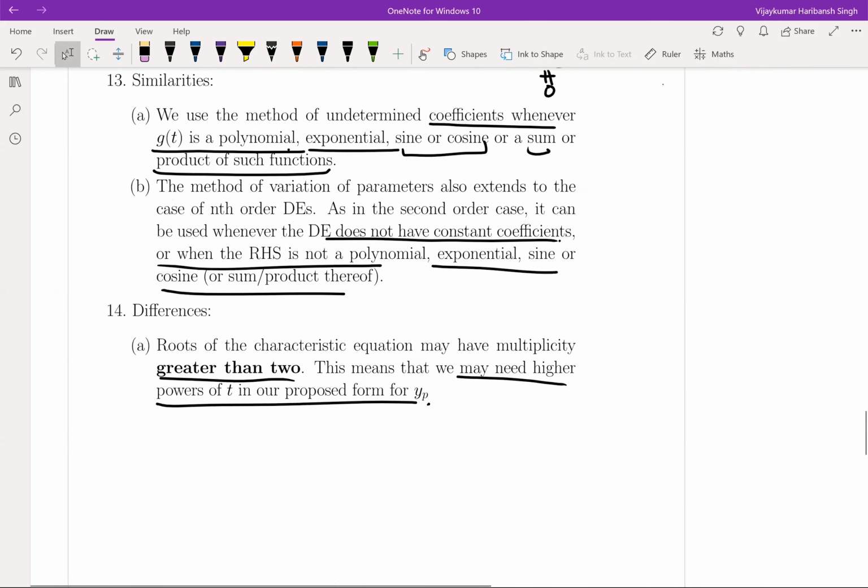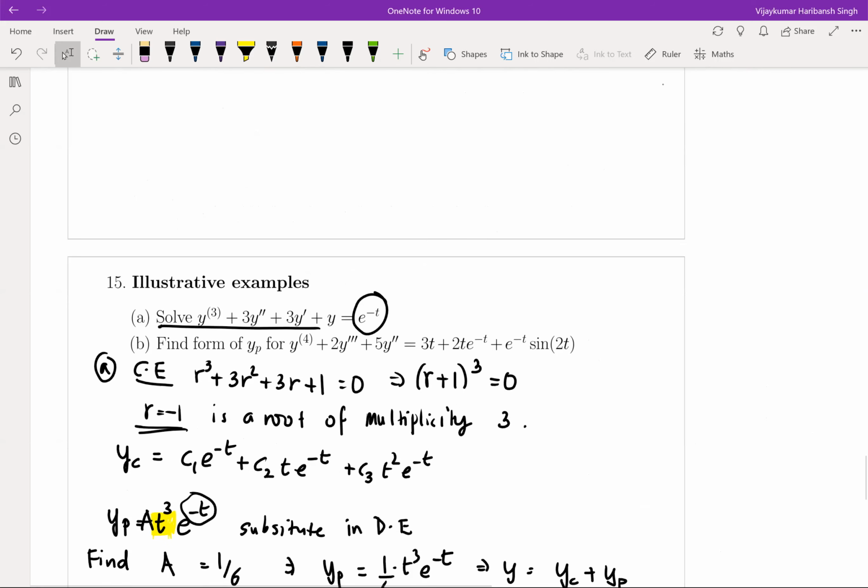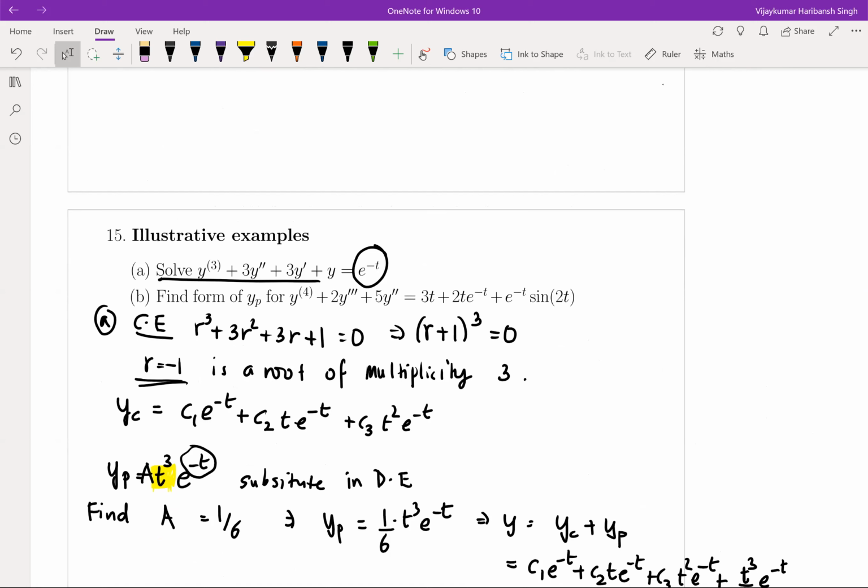Now let's look at the next problem. We have: find yp, where 4y'' + 2y''' + 5y'' ... equals 3t + 2t e^(-t) e^(-2t).